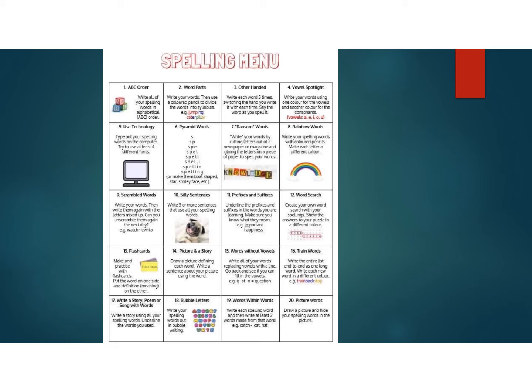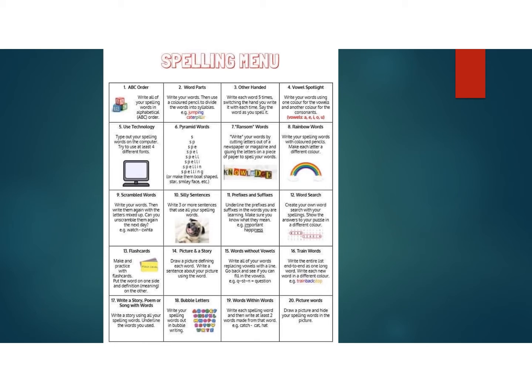The third task is called other-handed. For this, you will write each word 5 times, switching the hand you write with. Each time you'll say the word as you spell it. The fourth task is called Vowel Spotlight, in which you will write out your spelling words and you will write out the consonants in one colour and the vowels in another.